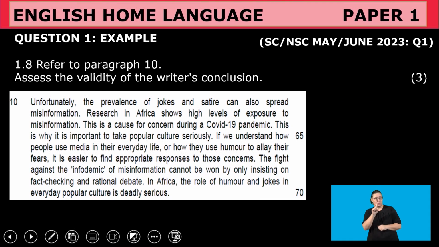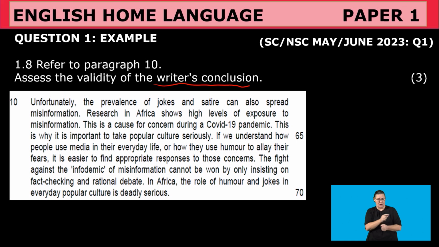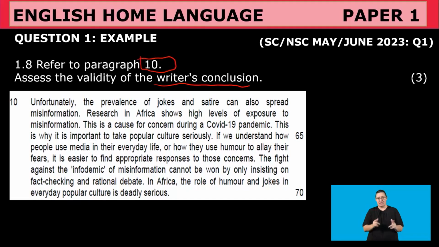The next question is assess the validity of the writer's conclusion. So when you assess, you're looking at whether it's effective, and validity focuses on if it's valid. Is the argument true? And in this case, is the conclusion fitting to the text? Now, an easy way to answer this is look at the entire text, look at the message, the main idea of the text, and then specifically look at paragraph 10, as this question shows you, and see how the conclusion fits with the rest of the argument.